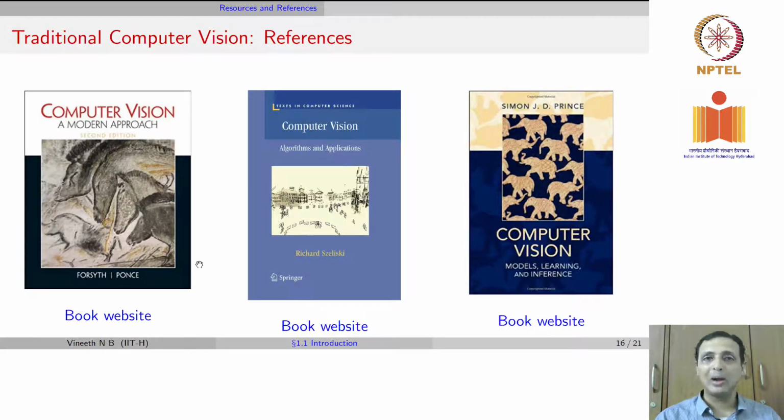In terms of resources and references, the popular computer vision books that we will refer to, which are also followed widely across the world, are Computer Vision: A Modern Approach by David Forsyth and Jean Ponce. The book website is linked here. Computer Vision: Algorithms and Applications by Richard Szeliski is a very popular book. It's there in the open public domain for you to download the PDF. We will follow this book for certain topics too. And also Computer Vision: Models, Learning, and Inference by Simon Prince. Once again, the book website has the book and you can download it if you like. These are the popular computer vision books that we will follow.